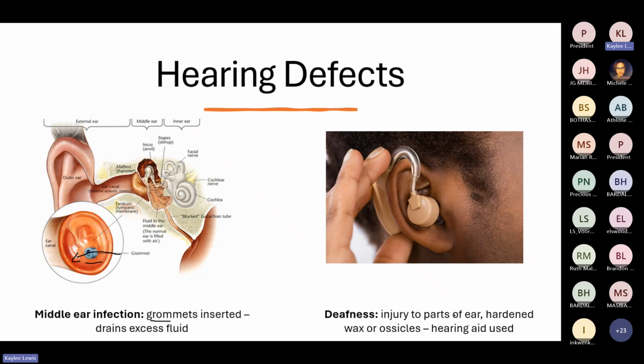Deafness. For deafness, this could be where parts of your ear have been injured, specifically your inner ear, your cochlea, or it could be when you've got hardened wax or your ossicles are hardened, so they can't vibrate. And if they can't vibrate, then your oval window can't vibrate. And if your oval window can't vibrate, then pressure waves can't be created. And if pressure waves can't be created, then your organ of Corti won't be stimulated, no impulse generated, and then you can't hear. So how do we fix that? We use a hearing aid to fix that.